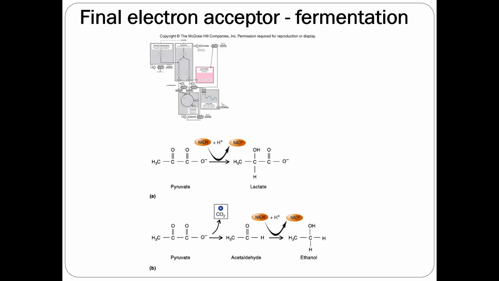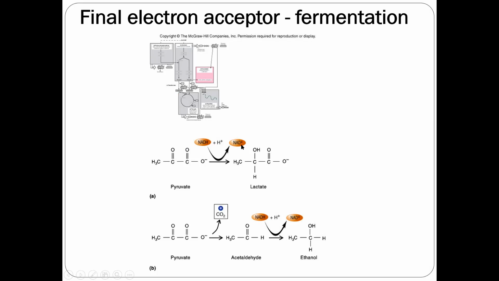So these are two different types of fermentation. We mentioned pyruvate reduced to lactic acid, with NADH oxidized to NAD. This is called homofermentation. Pyruvate all the way reduced to ethanol, coupled with NADH oxidized to become NAD plus, with an intermediate product called acetaldehyde. This is called heterofermentation.